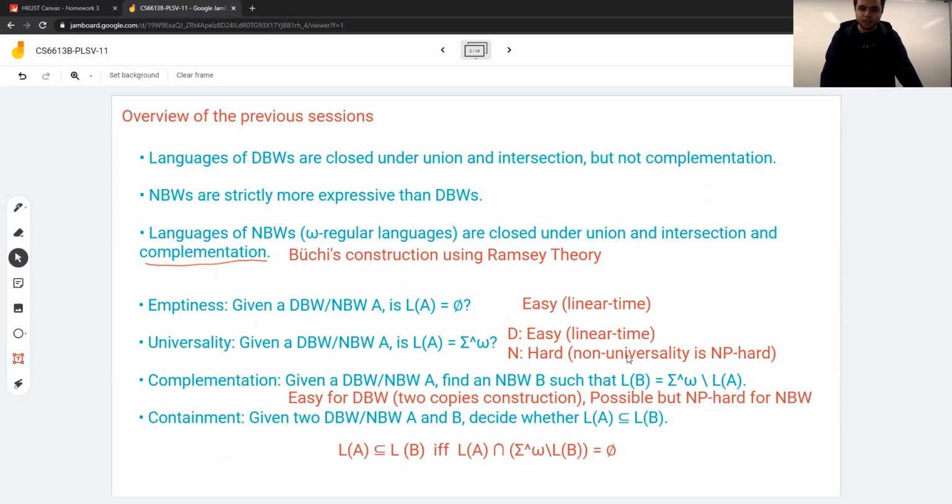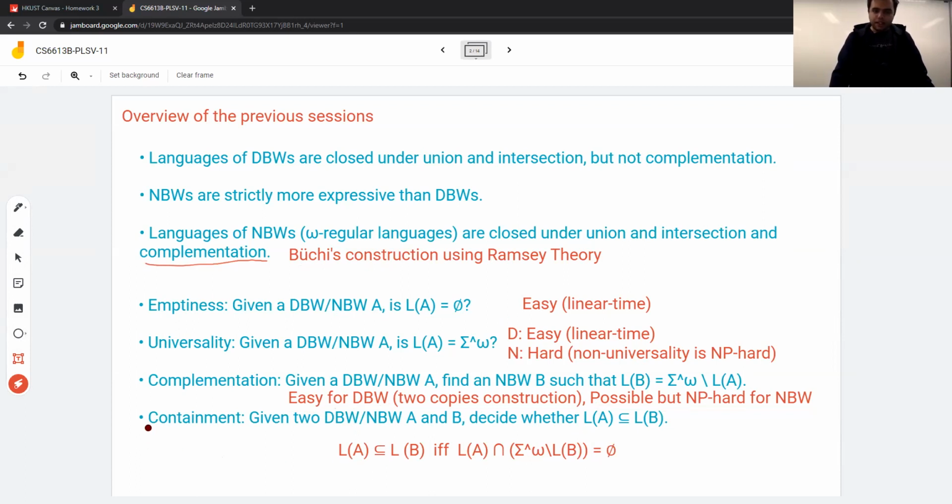Then we talked about complementation. Because of this NP hardness that we had in universality, we also have NP hardness for complementation, but we saw some complementation by Büchi. And two sessions ago, we had already seen how we do complementation for deterministic Büchi.